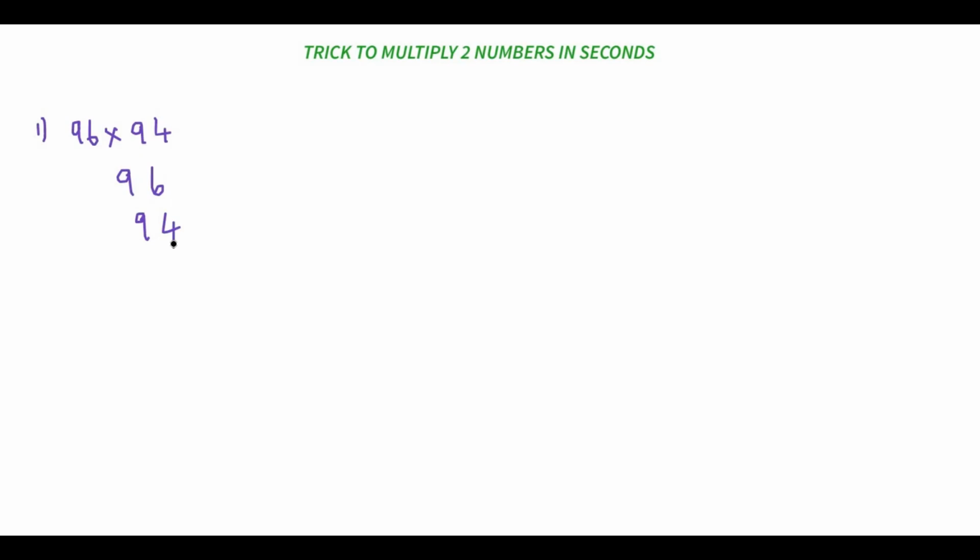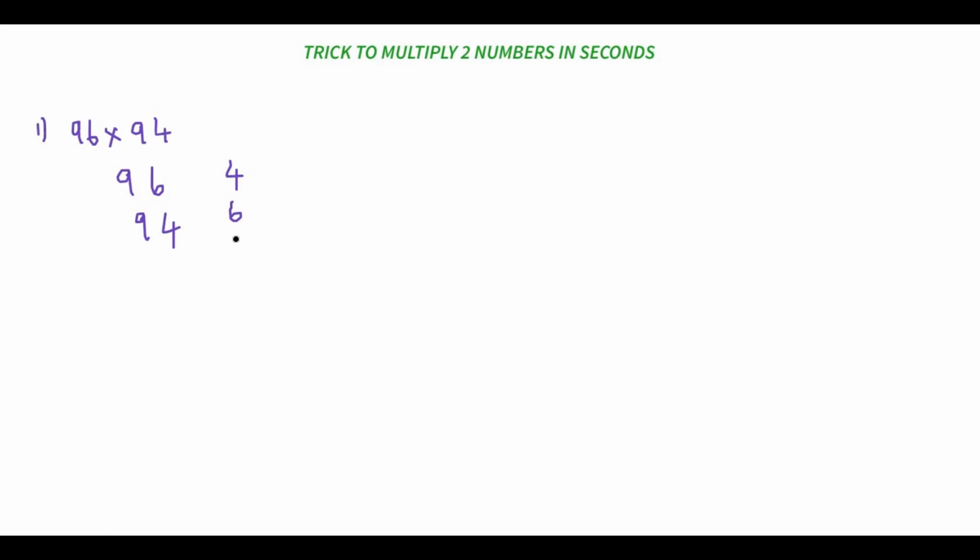What was the first step we did in the previous question? We saw how much it is more than 100, right? Now we will see how much this number is less than 100. So how much is 96 less than 100? Right, it is 4 less than 100. Correct? How much is 94 less than 100? It is 6 less than 100.